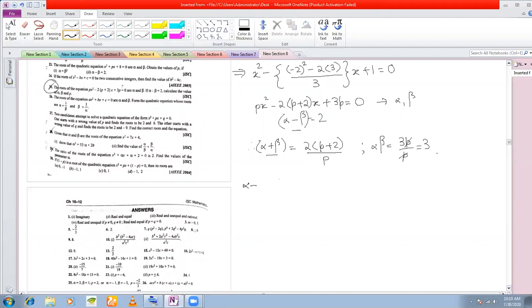So you know that alpha minus beta is given to be 2. That means alpha minus beta in terms of alpha plus beta and alpha beta is alpha plus beta whole square minus 4 alpha beta must be equal to 2. That means, next, alpha plus beta we know as twice p plus 2 by p whole square minus 4 alpha beta, which is 3, equal to 2.